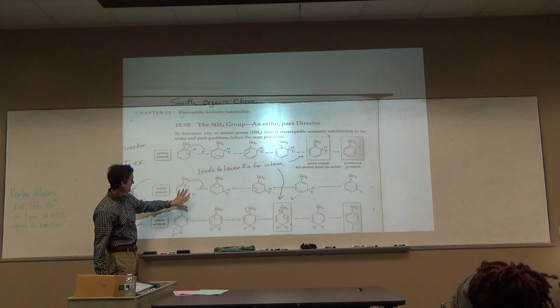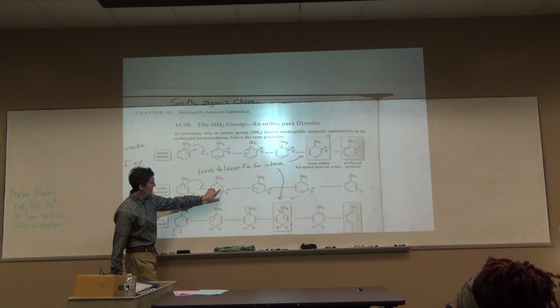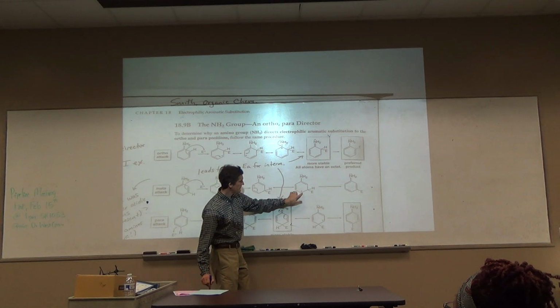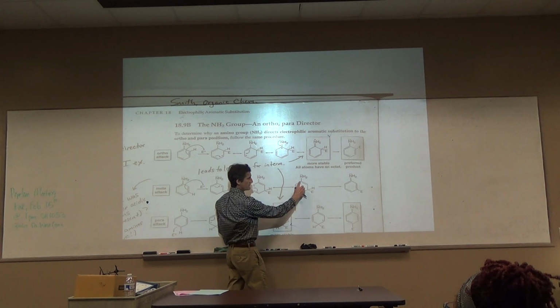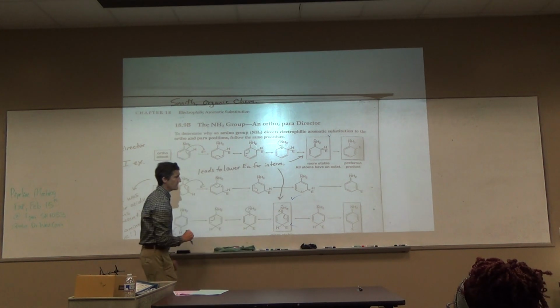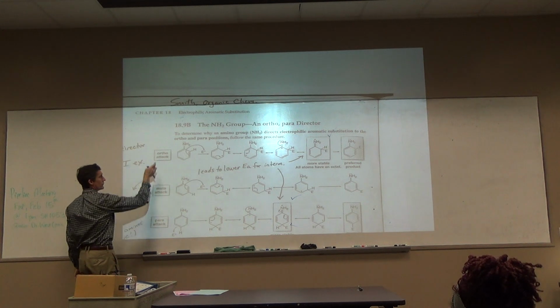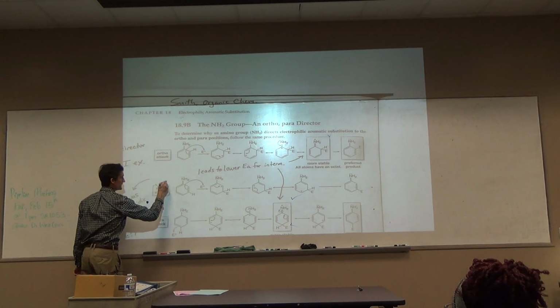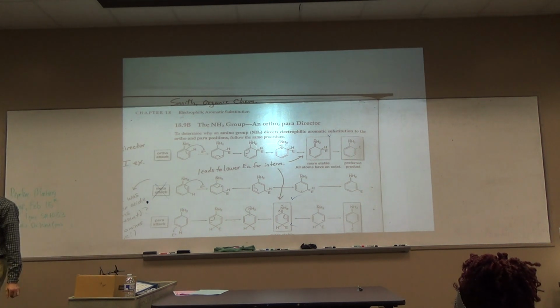Can you get the additional resonance structure meta? Positive falls here, here, and here. It never falls on the carbon with the amino group, so you can never do such a resonance structure. So you don't have the additional stabilization you do for ortho-para. So it does not go that way. Your intermediate is not stabilized by resonance.